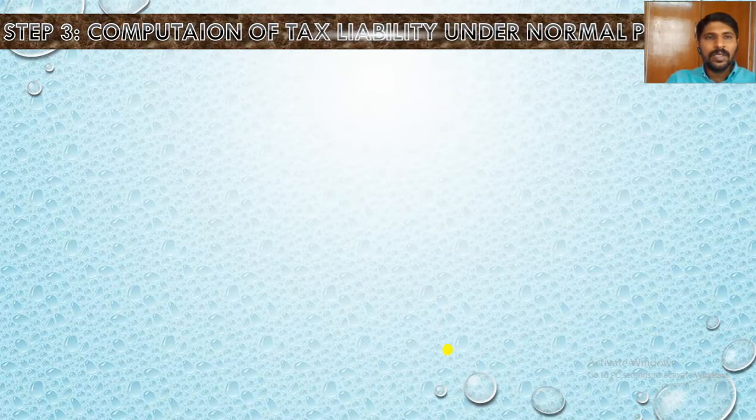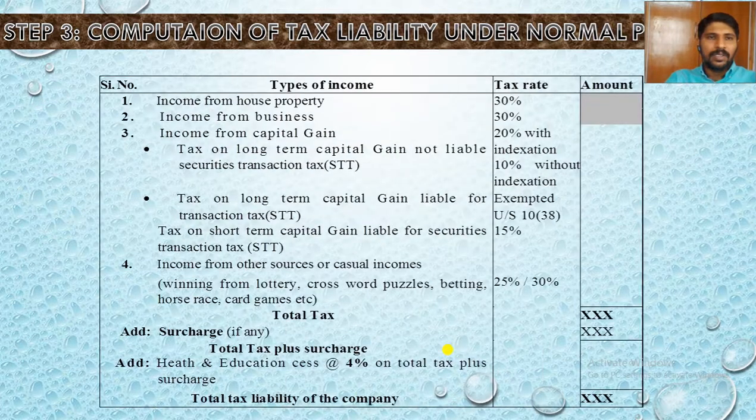Next, step 3, computation of tax liability under normal provisions. Already I said that the company must compute the tax liability both under normal provisions as well as MAT provisions. Whichever is greater, the company is actually liable to pay that tax to the government. Yes, this is the format for computation of tax liability under normal provisions.